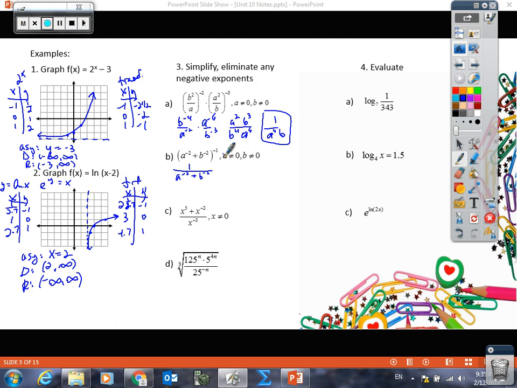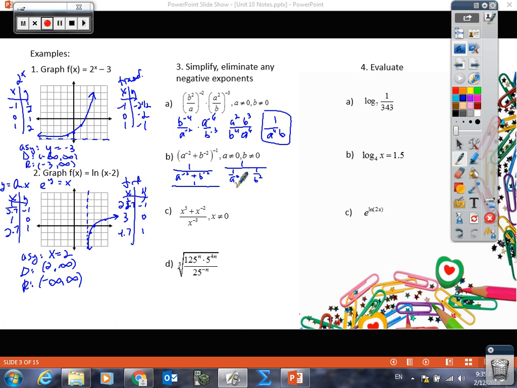I still have negative exponents to deal with. So I would continue on getting rid of negative exponents. That's just what I would do. So that turns into 1 over a squared plus 1 over b squared. Now I have a complex fraction. I do what I always do when I have complex fractions. I find a common denominator, add them together, flip and fix the fraction. Same thing every time. Find a common denominator.